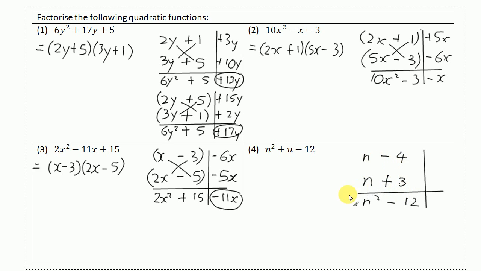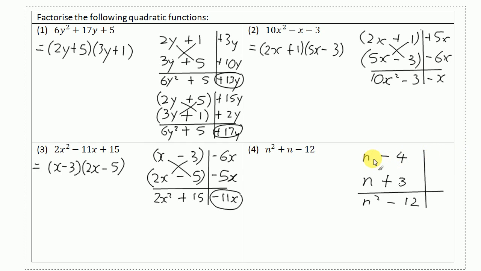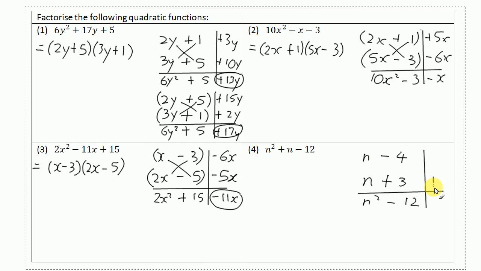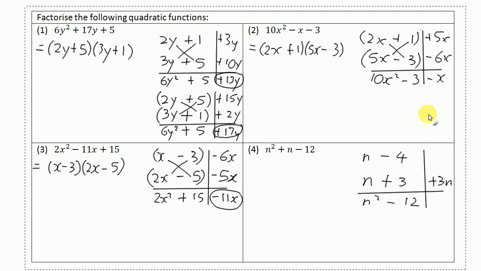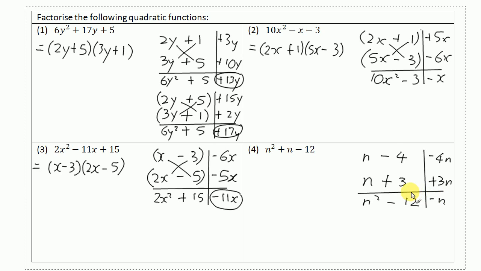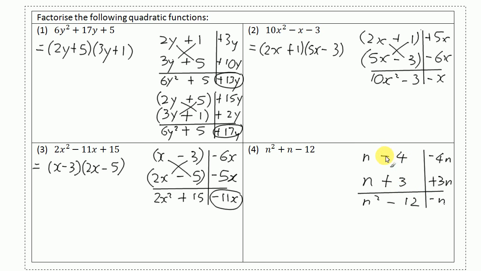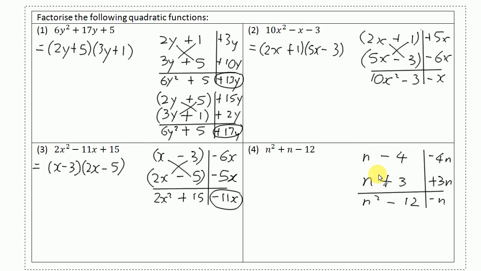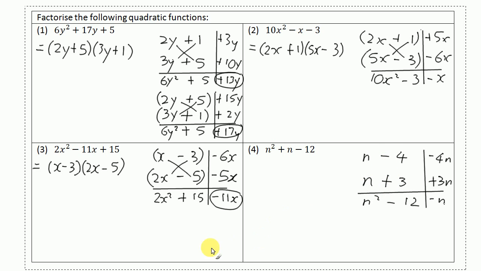Again, when you multiply them diagonally, you will get this multiplied by this will give you positive 3n. While this multiplied by this will give you negative 4n. So you notice when added together, this will give you negative n, which is different from what we have here. That means I have to change the sign.